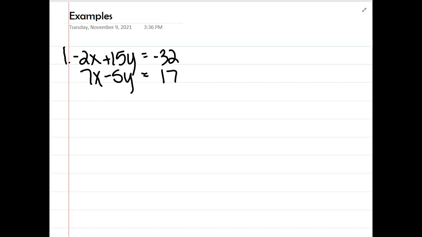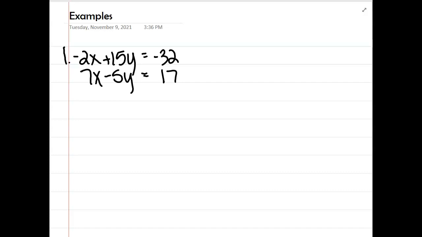So that means I am going to have to multiply. Now, it's easier if I only have to multiply one of my equations. So what you're looking at is, okay, if I left this as a negative 2x, would I be able to turn a 7x into a 2x? No, there's nothing you can multiply to turn a 7 into a 2. Okay, well if I left this as a 7x, could I turn that into a negative 7x? Can you get from 2 to negative 7? That's not going to work.